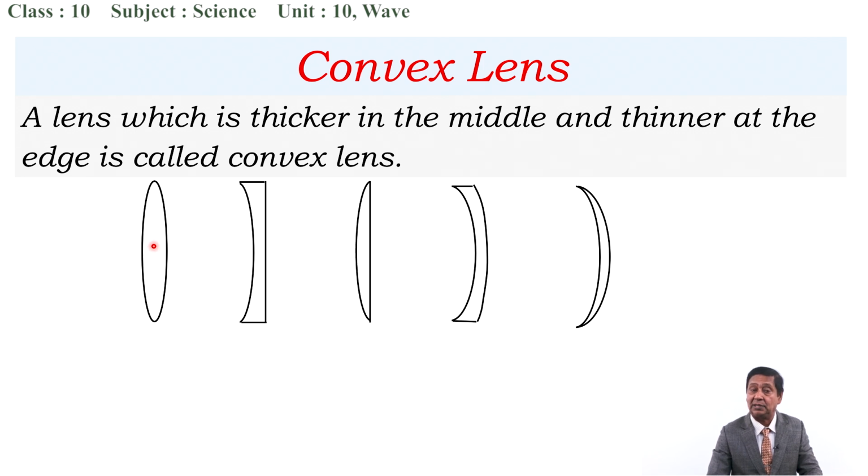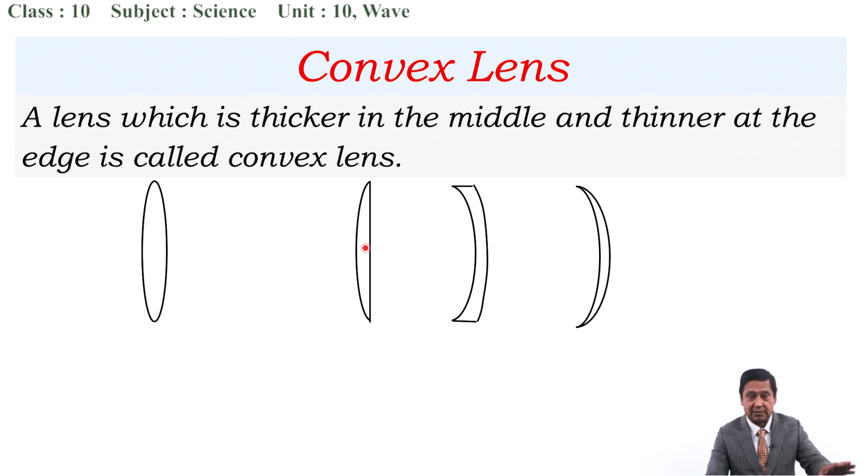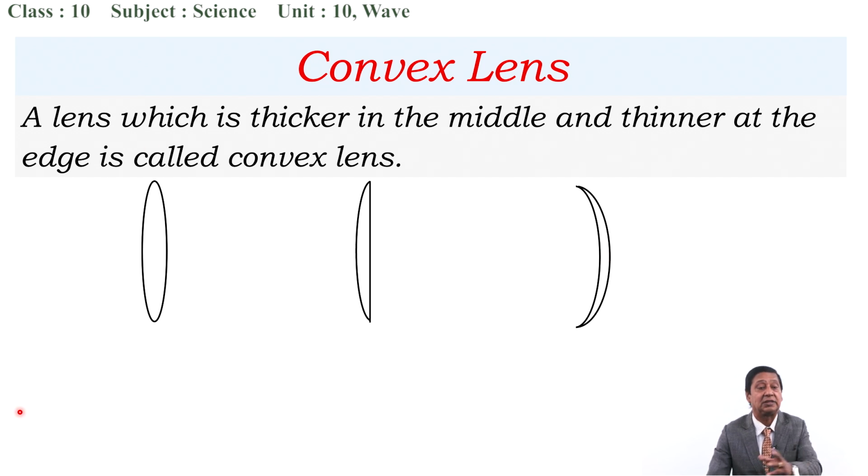This is thicker in the middle, that's why this is a convex lens. This one is thinner in the middle, not thick, so this is not a convex lens. I'm going to remove this. Okay. Now this is thicker in the middle, convex lens. And this is thinner in the middle, that's why not a convex lens. This is thicker in the middle and thinner at the edge, that's why these are convex lenses. Among those 6, 3 were concave lens, and these 3 are convex lens. A lens which is thicker in the middle and thinner at the edge is called convex lens. Okay. Now I want to name each of these lenses.